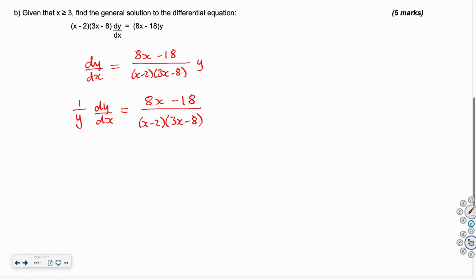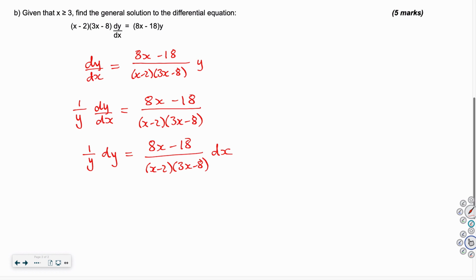And now I'm going to multiply both sides by dx, because we don't want any x values on this side, we want them all y's, and on here we want all the x's. So multiplying by dx on both sides, we get 1 over y dy is equal to (8x minus 18) divided by (x minus 2)(3x minus 8) dx.